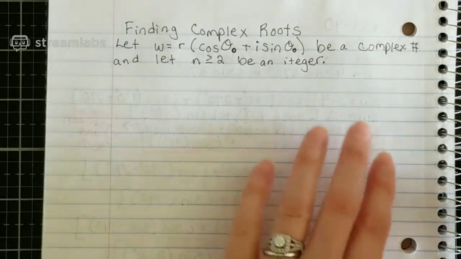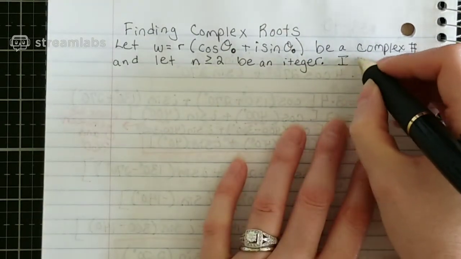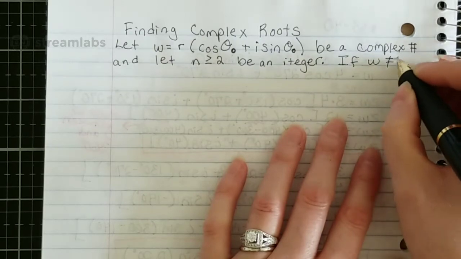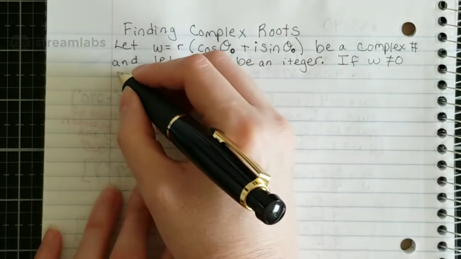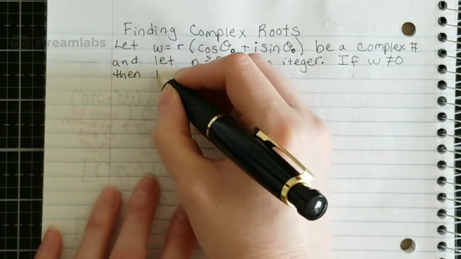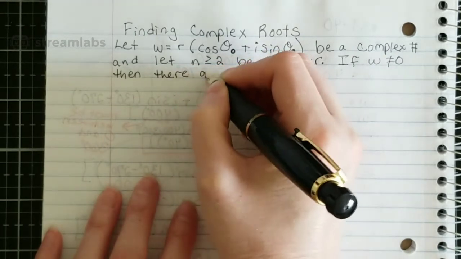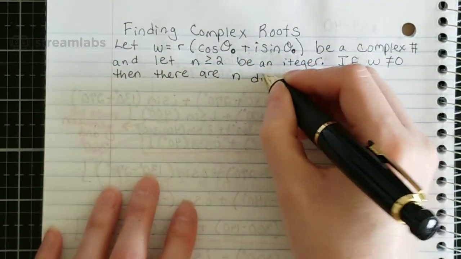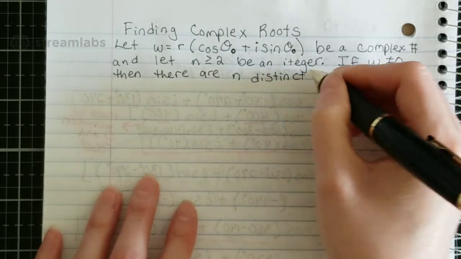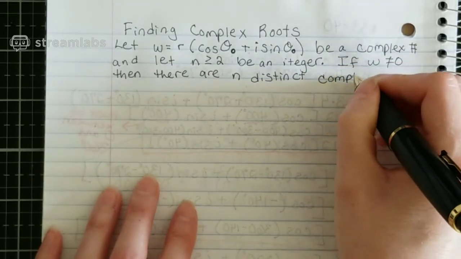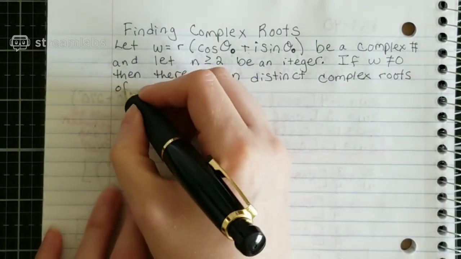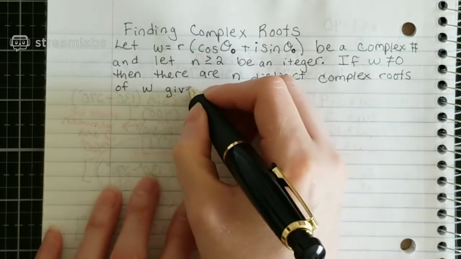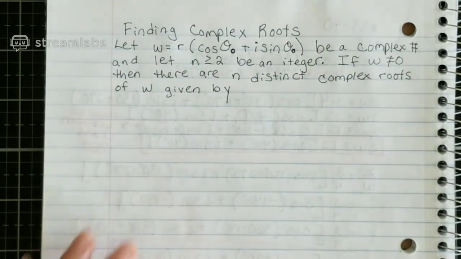All right, so this says if w is not equal to 0, then there are n distinct complex roots of w given by, okay, I'll let you write that down real quick before I tell you what this equation is.